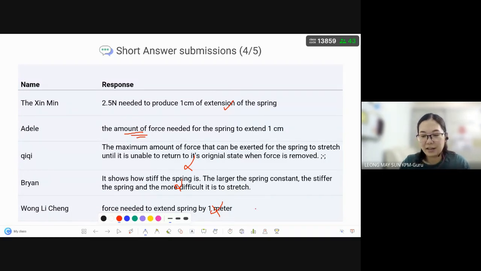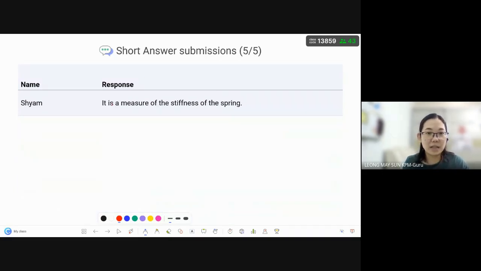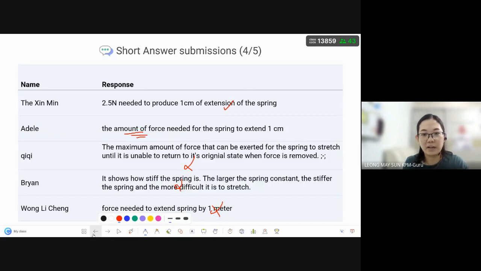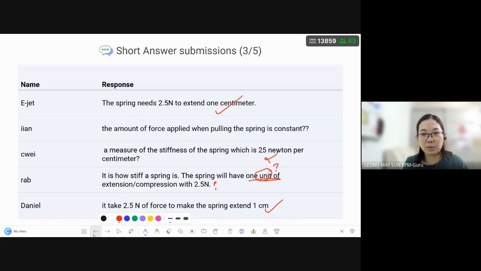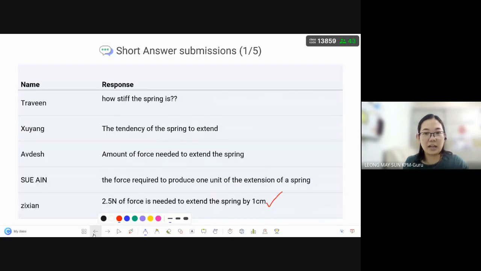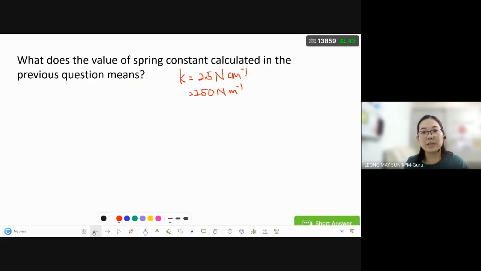Okay. Now let's continue. Sham said it's a measure of the stiffness of the spring. So we only have 1, 2, 3 correct answers here, only 4% out of so many. Okay. So what does the value mean? The value is 2.5 Newton per centimeter.